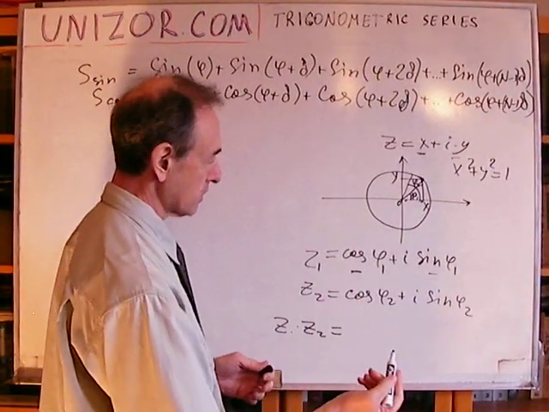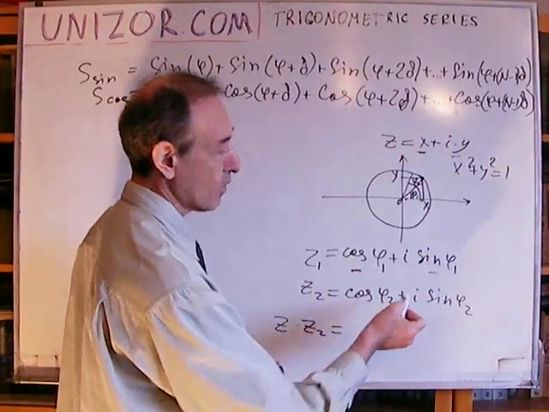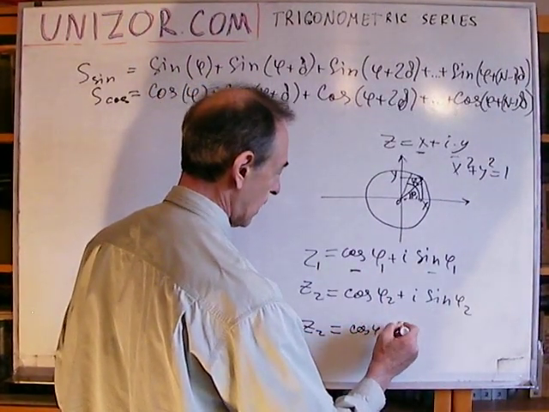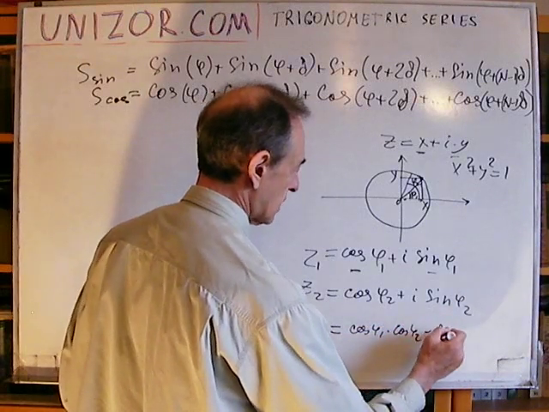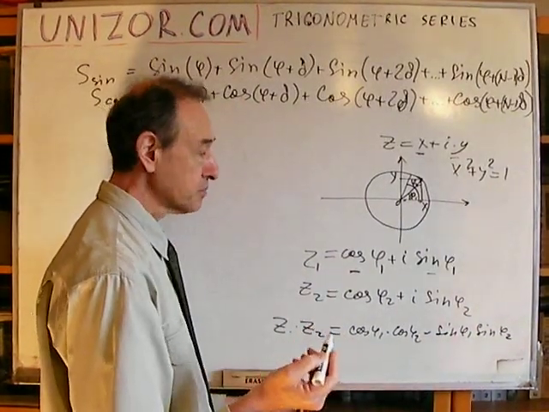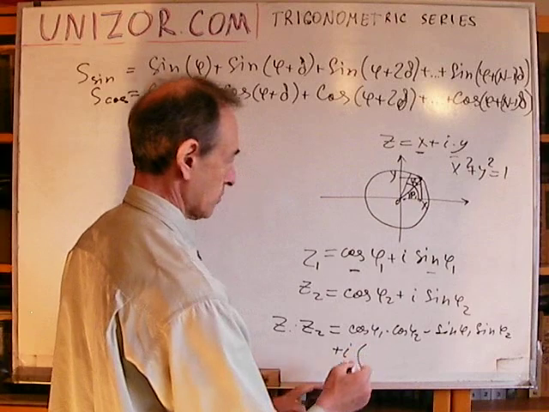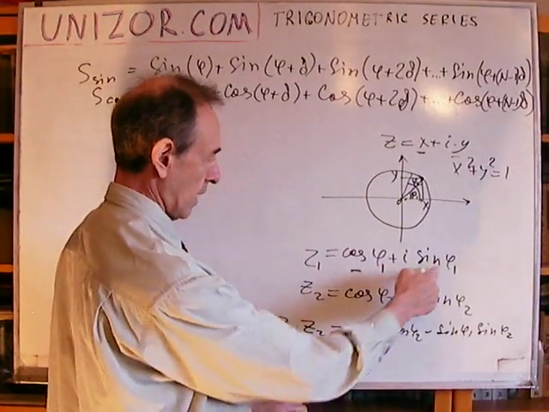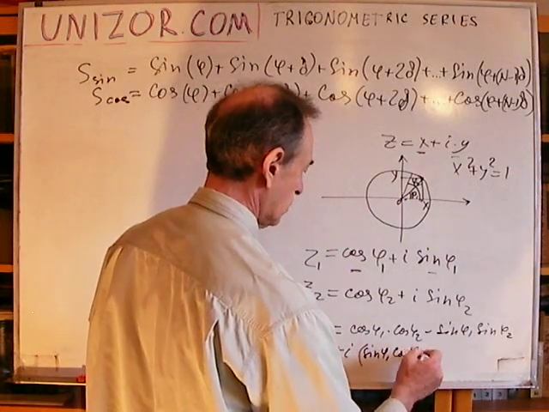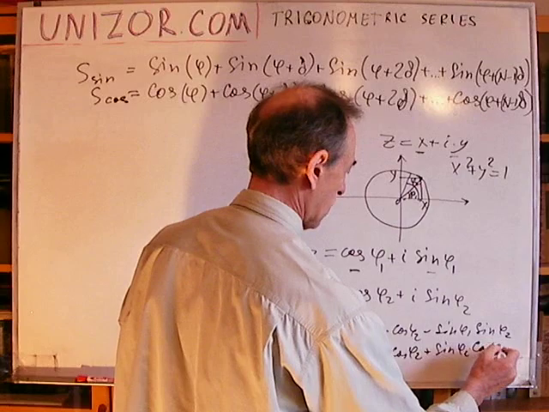So what will be the real part? This will be cosine by cosine, and also sine by sine, because i squared is equal to minus 1. So the real part of the product would be cosine phi 1 times cosine phi 2 minus sine phi 1 sine phi 2. What will be the imaginary part, the coefficient of i? i times sine phi 1 cosine phi 2, right? Sine phi 1 cosine phi 2 plus sine phi 2 cosine phi 1.